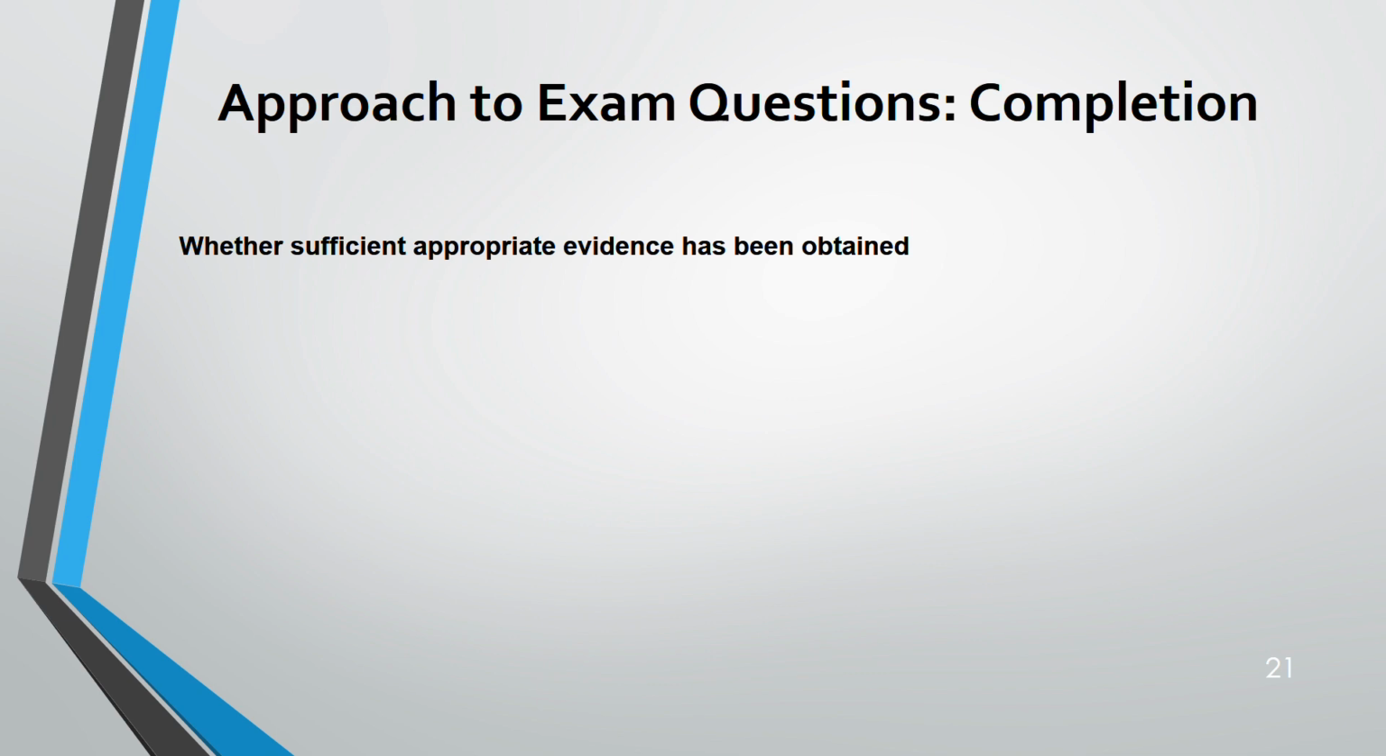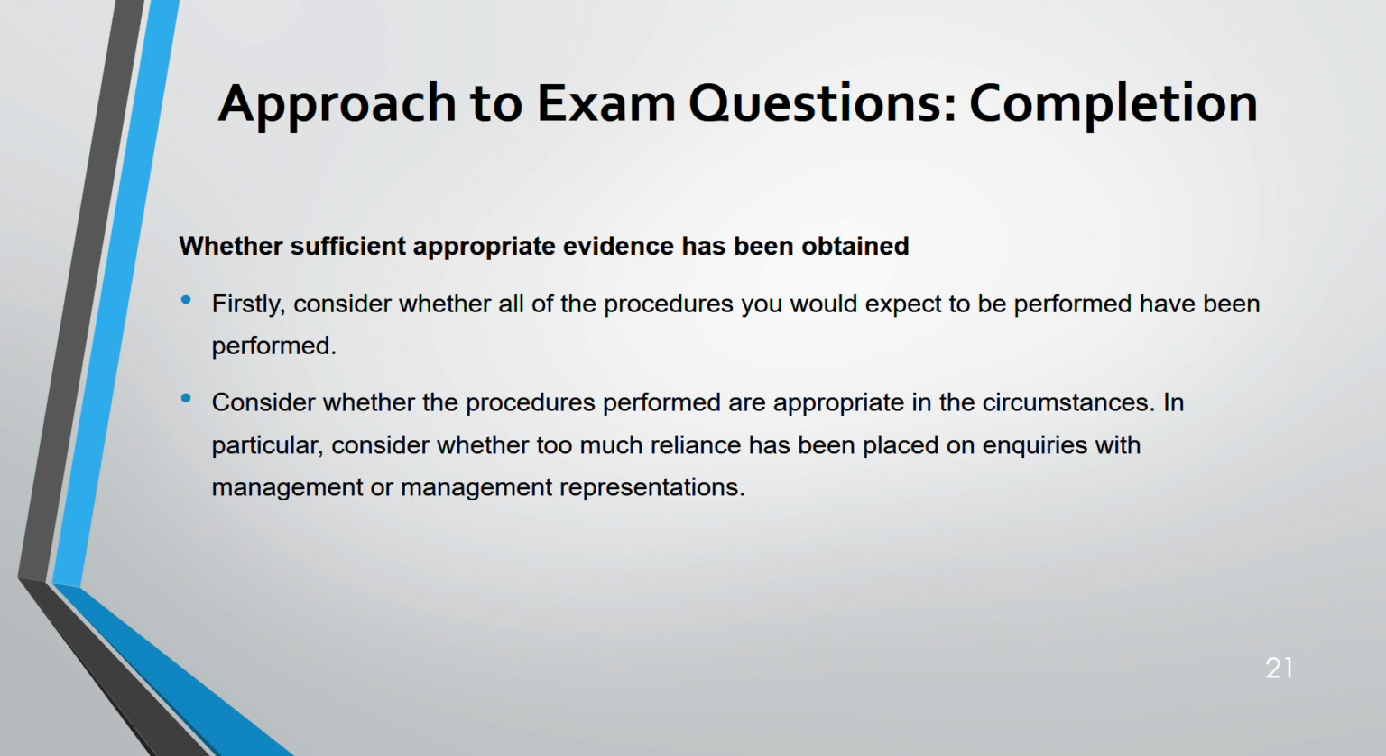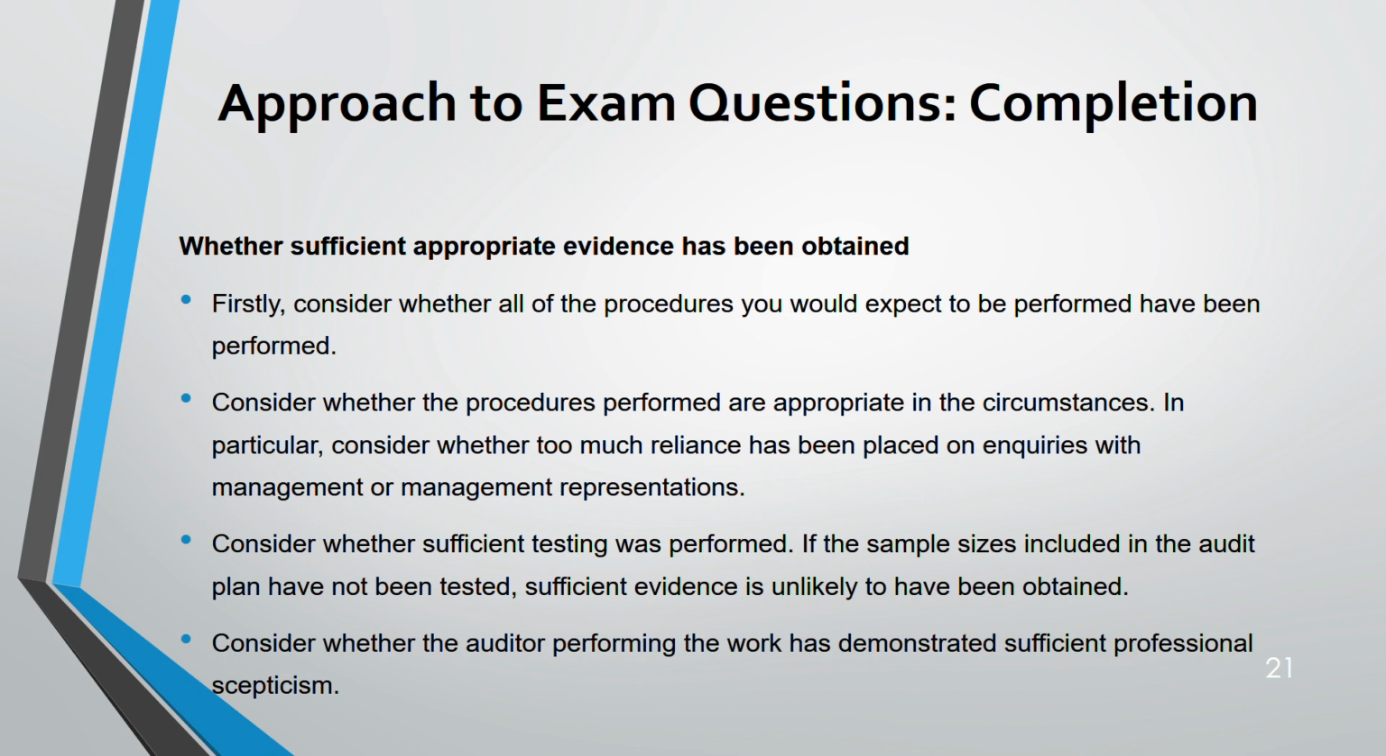Then, whether sufficient appropriate evidence has been obtained. Here firstly you see whether all the procedures you would expect are performed or not. Second, whether the procedures performed are appropriate or not. That means too much reliance should not be placed on a written representation or inquiries from the management. Then, whether sufficient testing was performed. If you are taking a smaller sample size, chances are evidence is not sufficient. For evidence to be sufficient means quantity, so make sure that you choose the appropriate sample size in the audit plan. And whether the auditor performing the work has demonstrated professional skepticism. Professional skepticism needs to be performed when collecting evidence.